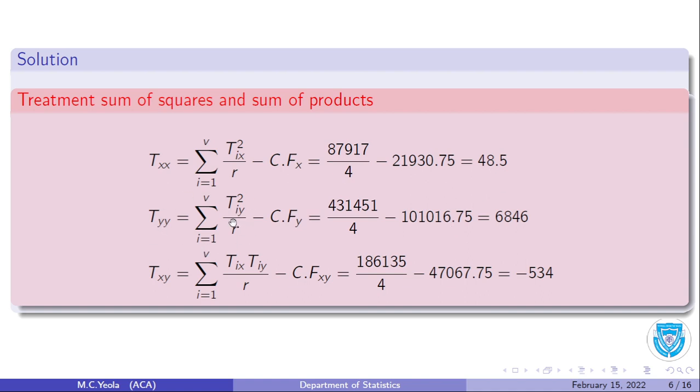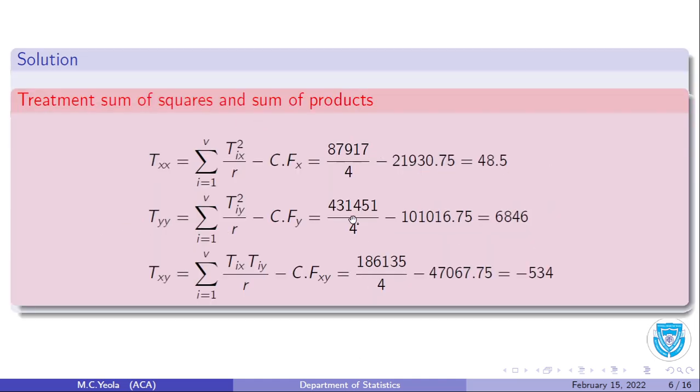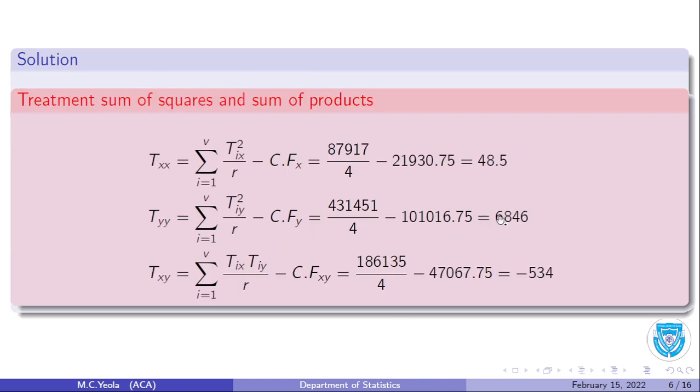Similarly Tyy we obtain as Tiy square upon r minus CFY here. So how to get this Tiy square here? Once again these neighboring values here, this one here. Tiy means this treatment 1, its sum related to Y, and its square. Treatment 2 is P here, this is its sum, its square we have this value. Treatment 3 is this K treatment, 285, its sum related to Y and its square is this. So we add these 3 values, divide it by 4, we get this. This addition is this one, divided by 4 minus CFY, and the CFY value is this value. So that value substituted and subtracted, we have this one here.